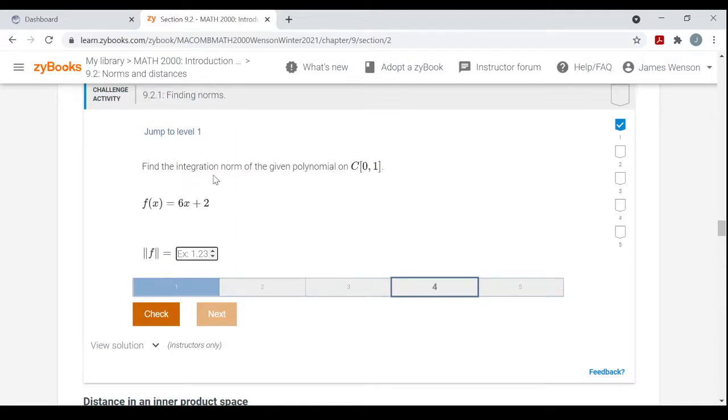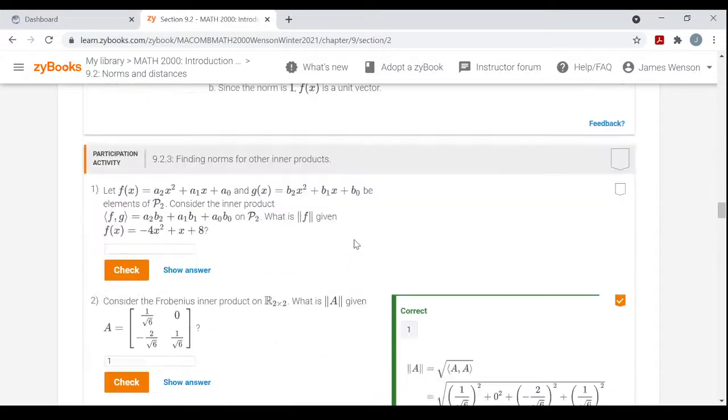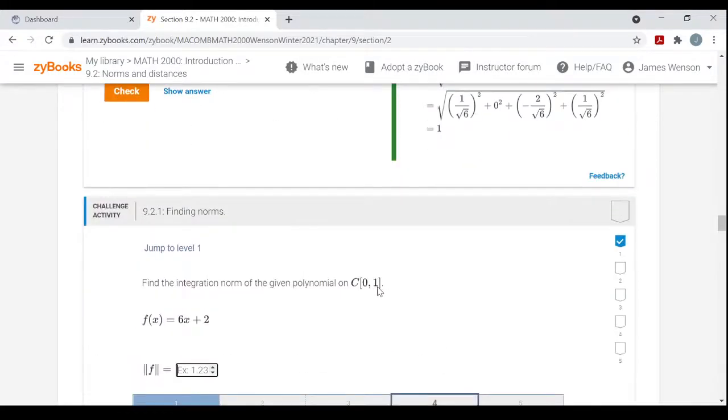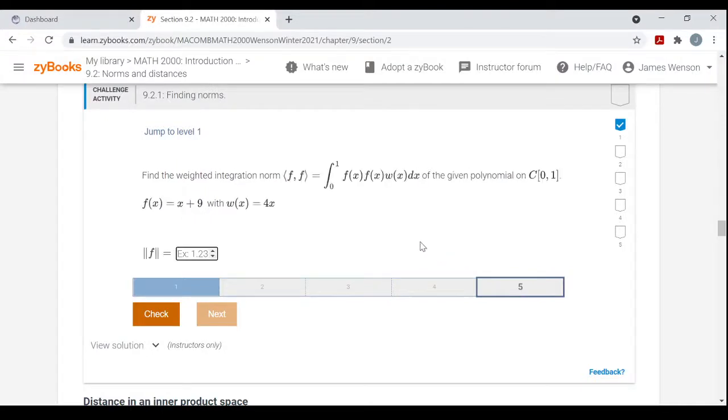Remember the integration inner product? That was this one here, but with a different interval, from 0 to 1 instead of -1 to 3. And find the norm of this polynomial. And then here, the weighted integration norm.